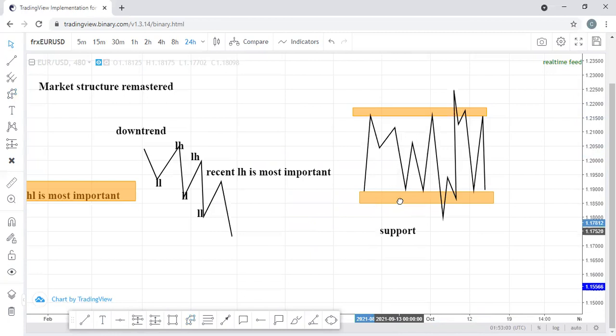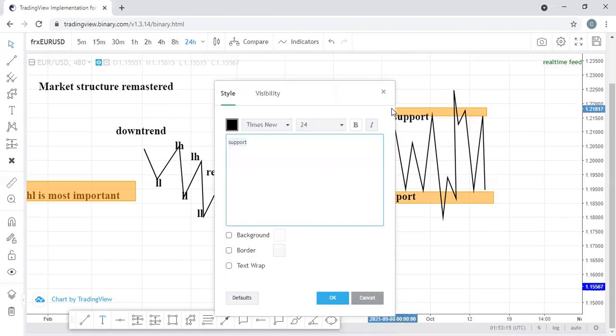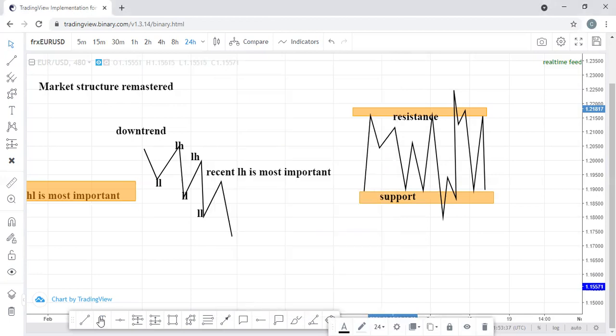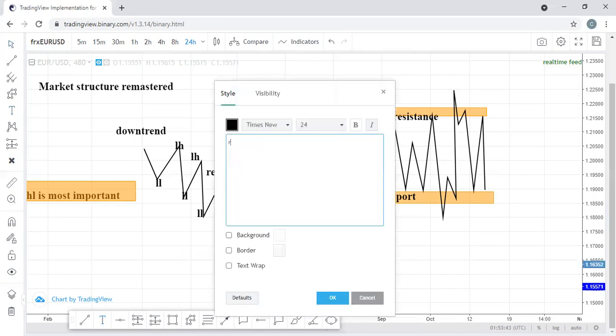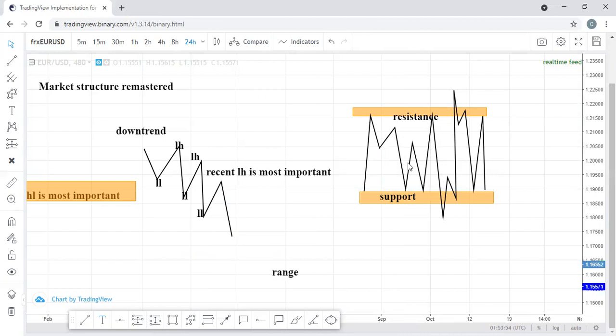So this is support. We call this a lower range. Anyone you prefer, support or lower range. So this is the upper part, resistance. You should call it a resistance. Right, so that is it about a range. So let me just add something here, a range market. So we come here, we add A, right? So that's a range.